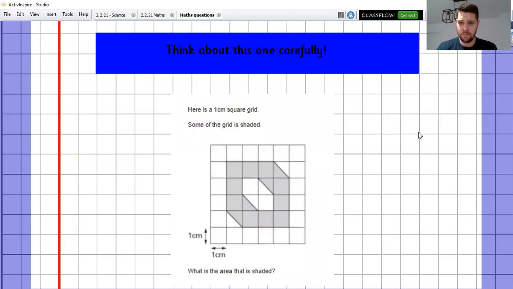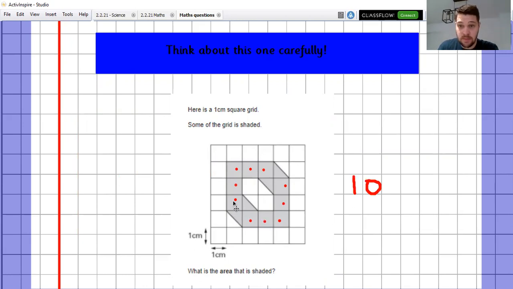If you've still got time, try these next few questions. Think carefully about this. Here is a 1 centimeter square grid. Some of the grid is shaded. What is the area that is shaded? Think carefully about these squares. So pause the video, answer, and check your answers on the next slide.